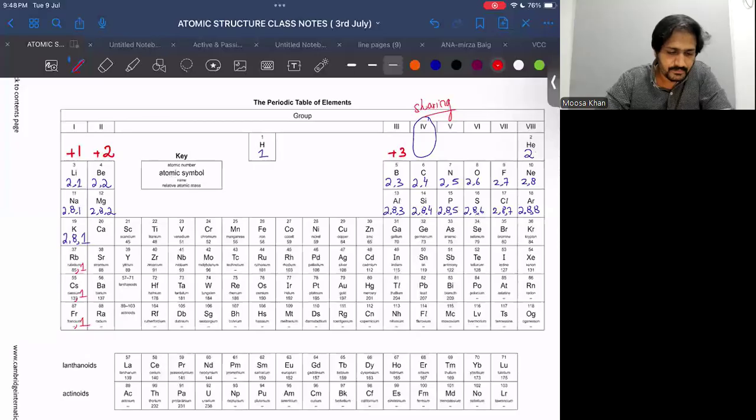But for now, अब ये याद कर सकते हो कि group 4 elements, they can lose 4 electron as well as they can gain 4 electron. But जरूरत नहीं है अभी. Group 3 तक याद रखो.